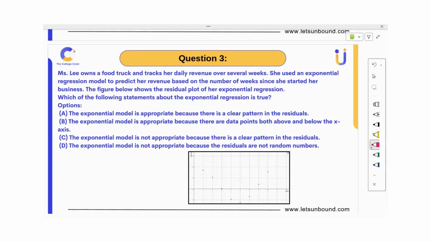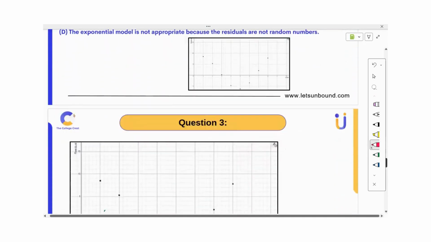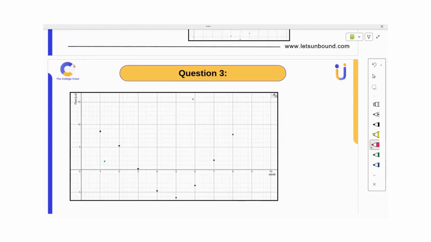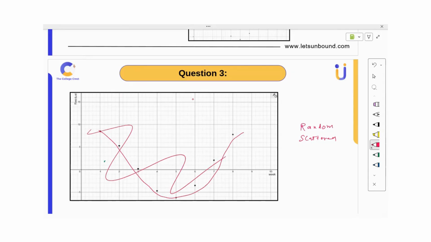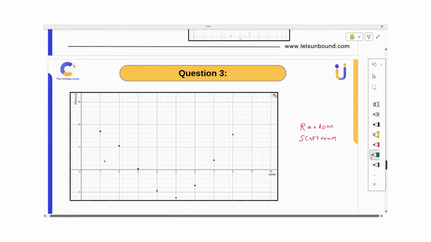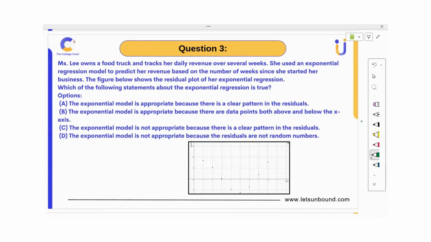Okay, first let's see the residual plot with your model, as you are going to validate this. Is it randomly scattered? No, it's not randomly scattered. I can see a very clear pattern of residuals, right? If you see a clear pattern, it's not a good fit, not appropriate. Two options are there, C and D.